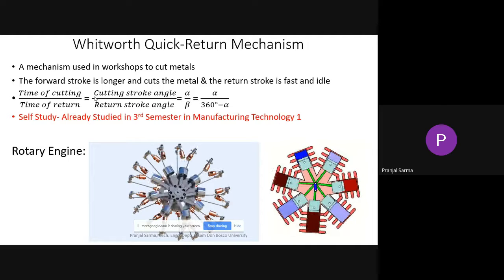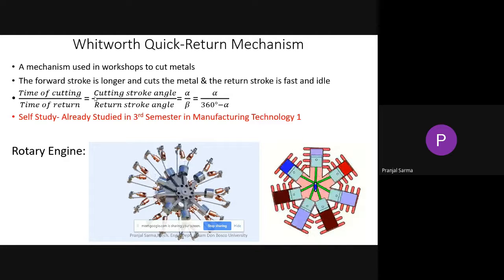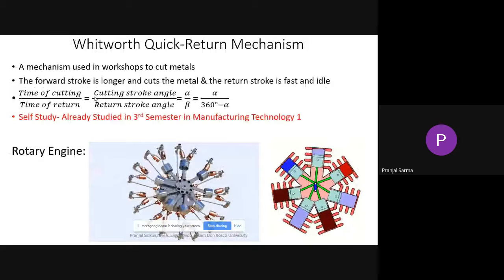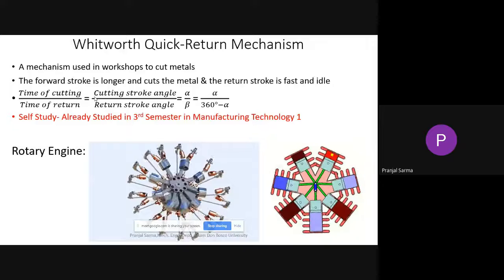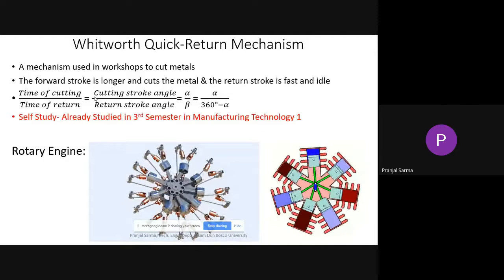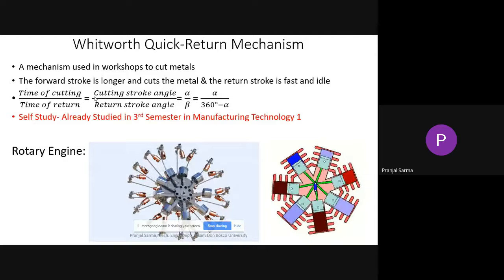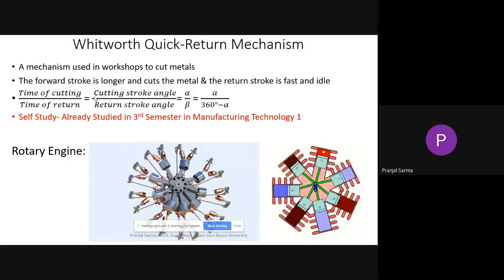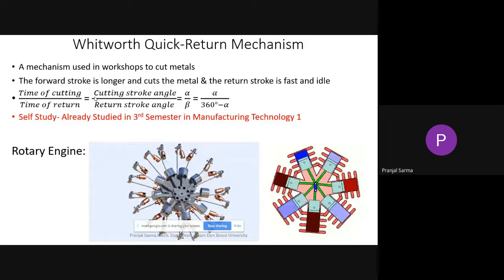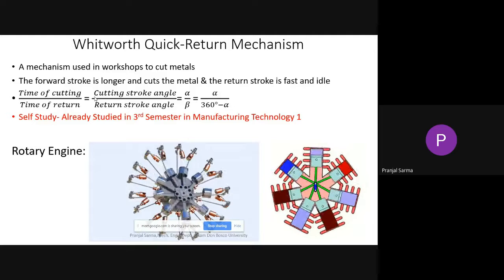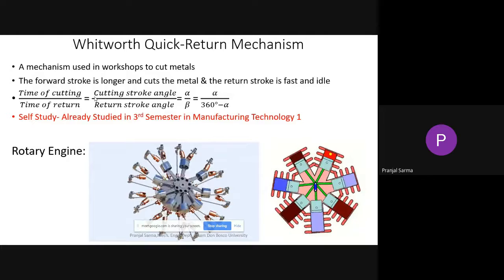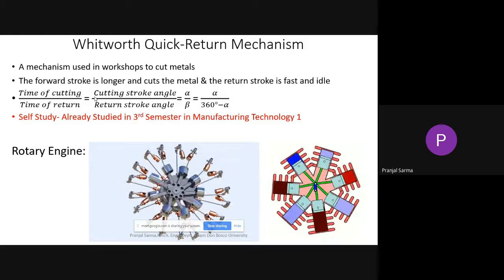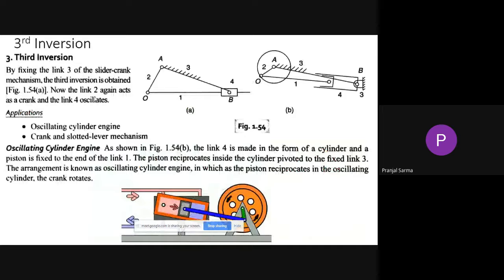This quick return motion mechanism we use in the shaper machine, as you already know. Basically, the time of cutting and time of return are related to the cutting stroke angle and return stroke angle. The ratio of time of cutting to time of return is equal to the cutting stroke angle divided by the return stroke angle. As the full circle is 360 degrees, the return stroke angle can be replaced by 360 degrees minus the cutting stroke angle, or the cutting stroke angle by 360 degrees minus the return stroke angle. These things you already have.